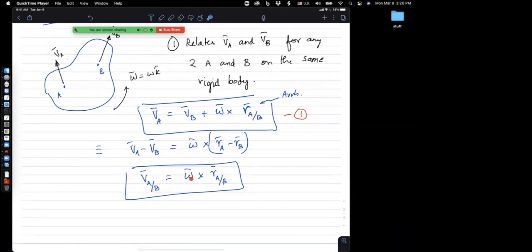Omega is perpendicular to the plane, and RA with respect to B is this vector. When you do a cross product of omega with RA with respect to B, the result is perpendicular to both vectors. So this relative velocity is perpendicular to this vector and to the vertical vector out of the plane. So let me just write that down.